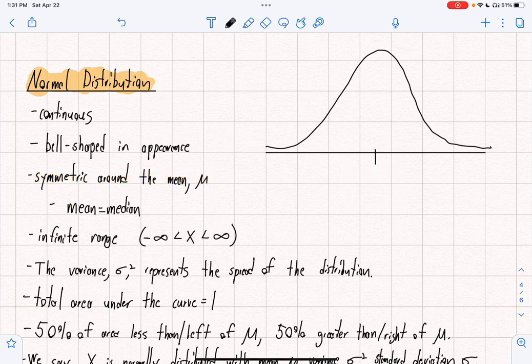All right, so we had the mean here. So the mean is equal to the median. The next thing to note is that it has an infinite range. So that just means that x can vary from negative infinity to infinity. So that means if we go all the way out to the left, this technically goes to negative infinity. And if we go all the way out to the right, this technically goes out to positive infinity.